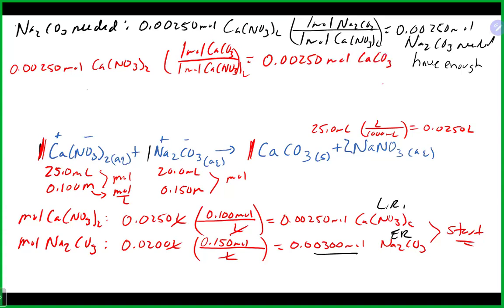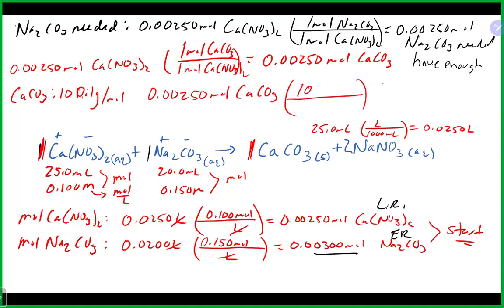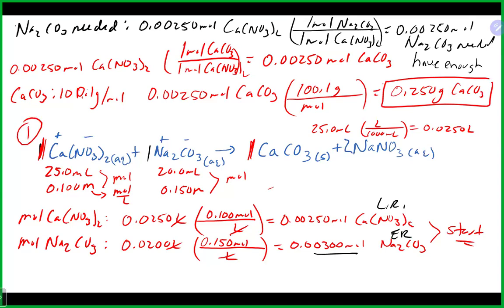That would be my theoretical yield in moles, but we are looking for grams here. So the molar mass of calcium carbonate, when you calculate it from the periodic table, is about 100.1 grams per mole. To figure out how many grams that would be, we multiply by the molar mass, 100.1 grams per mole. That gets me about 0.25 grams of calcium carbonate. That'll be my theoretical yield. Obviously, this is step number 1. We did step number 2, figured out our limiting reagent, step number 3, and step number 4 there.